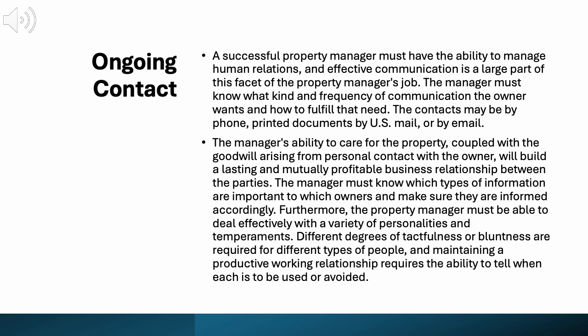The manager must know which types of information are important to which owners and make sure they are informed accordingly. Furthermore, the property manager must be able to deal effectively with a variety of personalities and temperaments. Different degrees of tactfulness or bluntness are required for different types of people, and maintaining a productive working relationship requires the ability to tell when each is to be used or avoided.